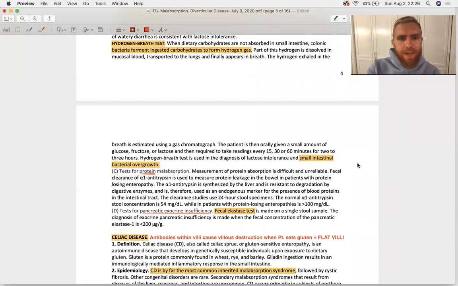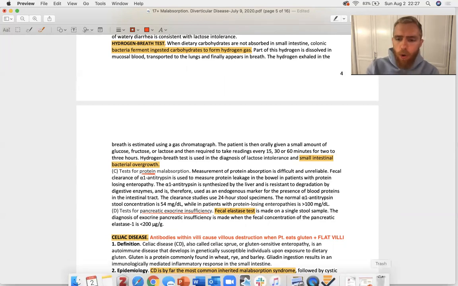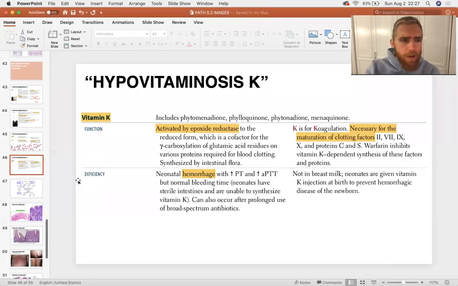The hydrogen breath test works because colonic bacteria ferment carbohydrates to form hydrogen gas. So this is a good proxy for how much bacteria is in your small intestine. And indeed, small intestinal bacterial overgrowth is going to be our most common application of this test. Now, normally most of your intestinal bacteria is in your large intestine, in your colon, and that's where it produces a lot of gas. But if a patient's particularly gaseous, it might be because that bacteria has crept up proximally to the small intestine.